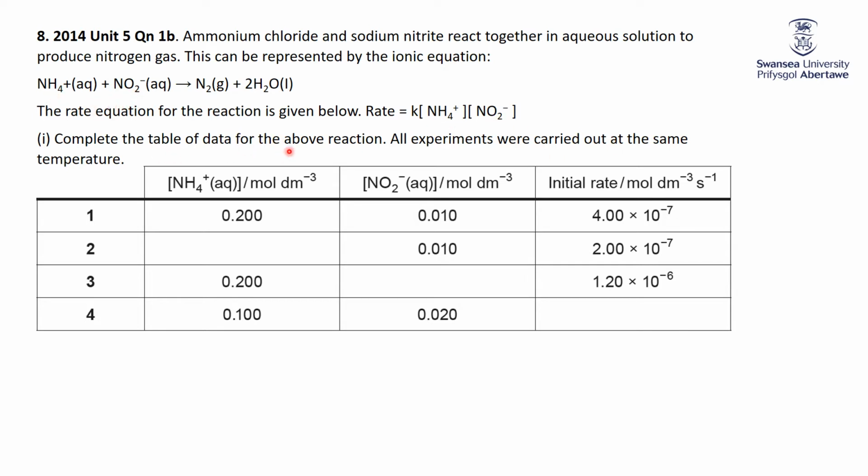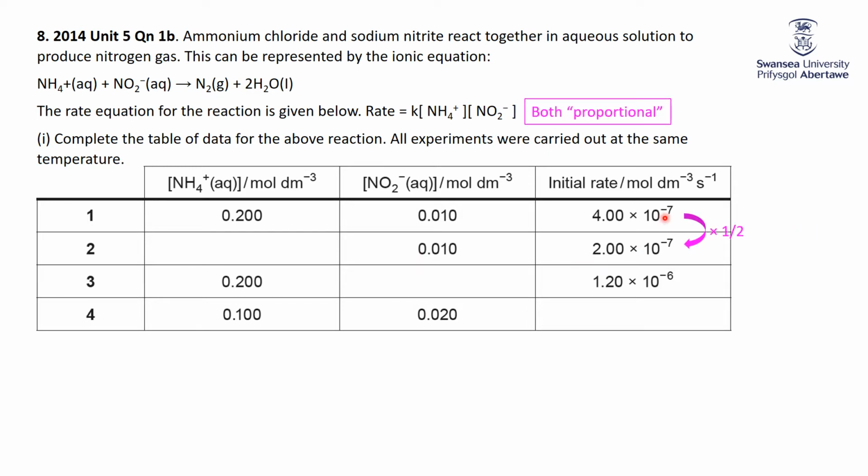Okay, and now it wants us to complete the data for the above reaction. Well, we're going to use the fact that it's first order in ammonium, so whatever we do to the ammonium, we do to the rate. And it's first order in nitrite, so whatever we do to the nitrite, we do to the rate. So let's fill in these gaps here, shall we?